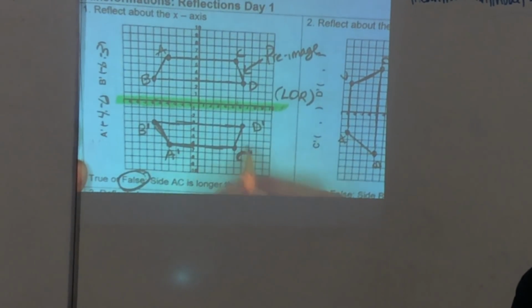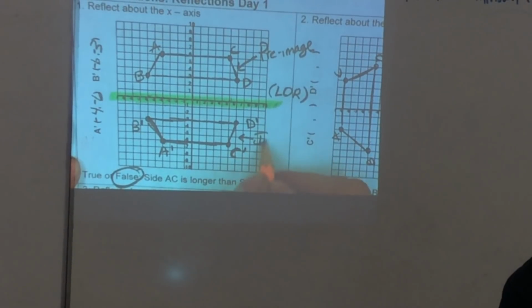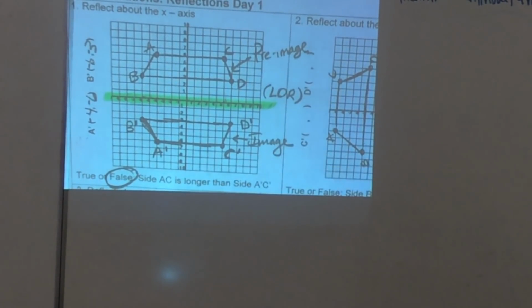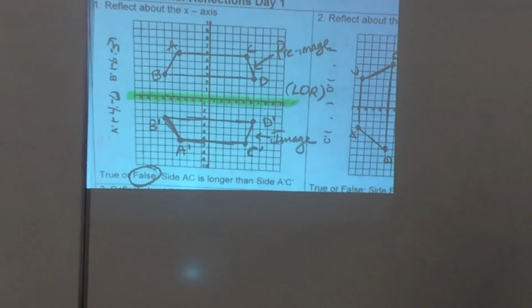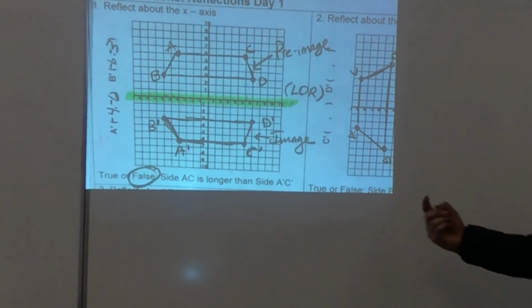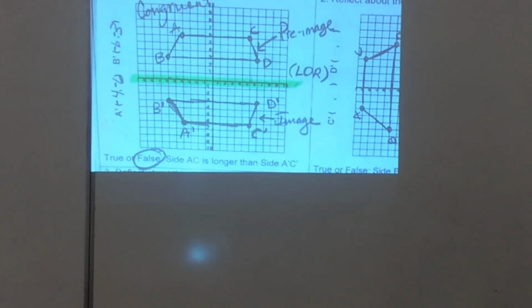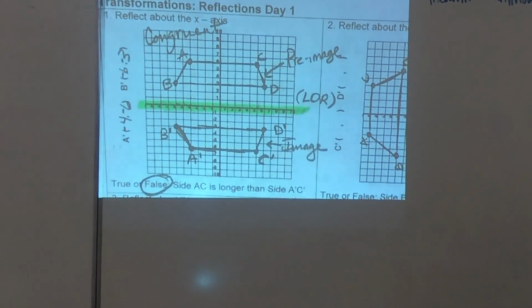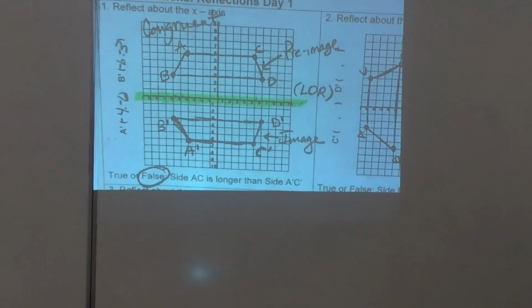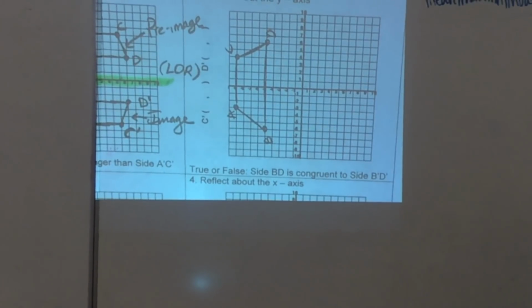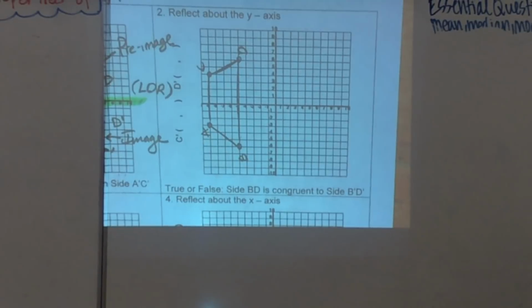And then this one right here is your image. And then we already labeled this one, the line of reflection, or the LOR. And then they're both congruent. So we go ahead and write congruent, since we know they're congruent. Okay, now let's move on to the second question.